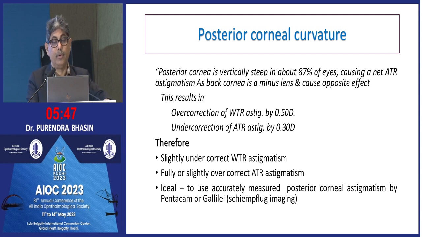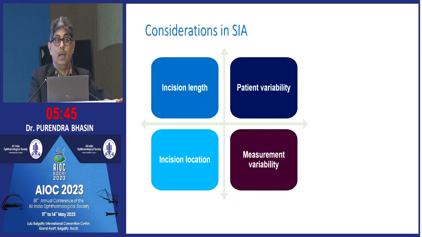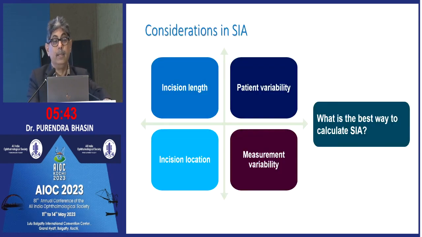Ideally, one is to use the accurately measured posterior corneal astigmatism by Pentacam or Galilei, which are the Scheimpflug imaging systems. Another important thing is to know your surgically induced astigmatism. This will depend on the incision length, patient variability, incision location, whether you are close to the visual axis and how far you are from the visual axis, and there could be measurement variability.